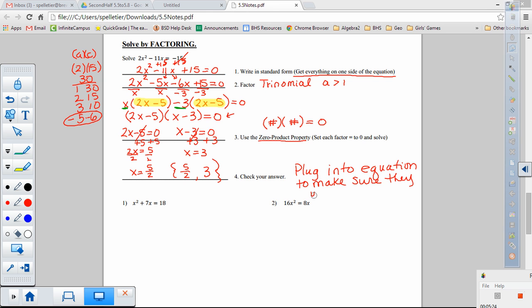And when I say to make sure that they work, that really just means that they give you an equal statement. That what happens when you plug that into the equation is that, yes, it works out and it's equal. Okay? So let's try this example.